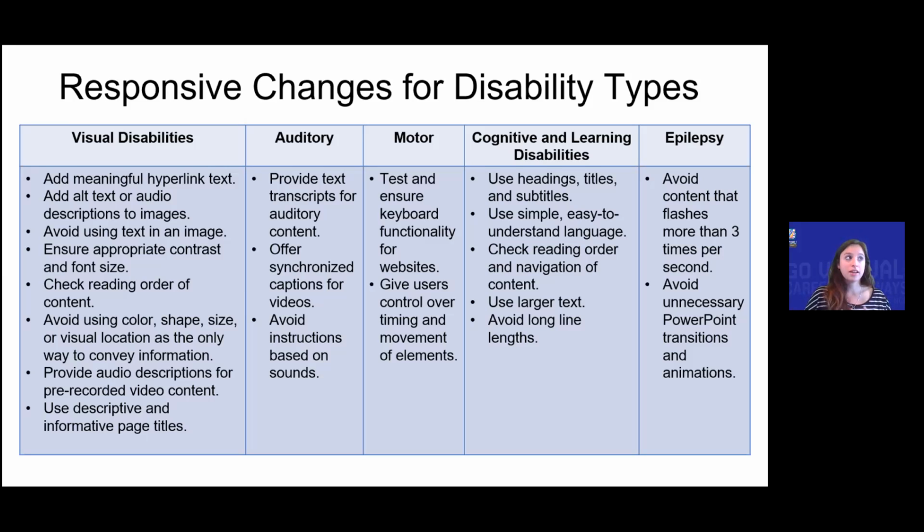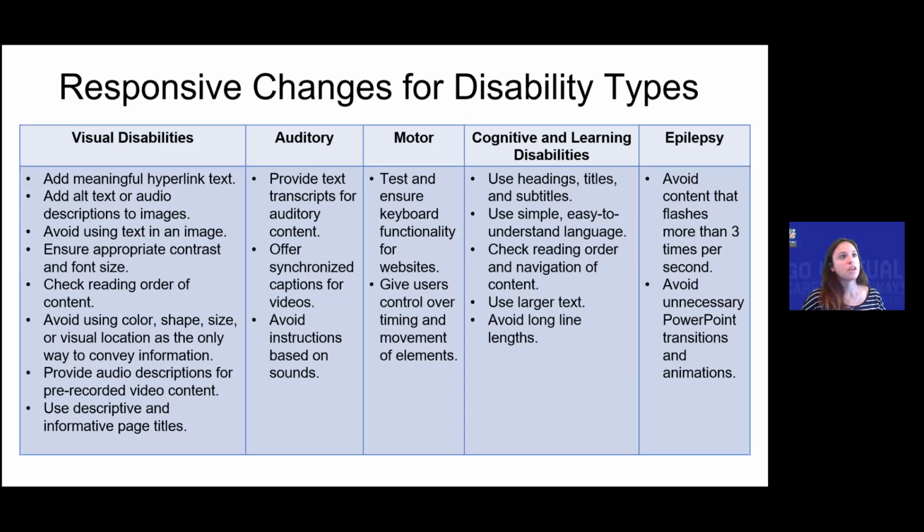For auditory disabilities, if you can provide text transcripts, that's really useful. Synchronized captions are incredibly important, and avoiding instructions based on sounds. For motor disabilities, make sure when you're actually testing out your websites, especially, but sometimes your content too, that people can actually navigate through it without having to click on a mouse. So can they do it with keyboard shortcuts and keys? That's important. Additionally, if you can, give users control over timing and movement so that things don't go too quickly for them.